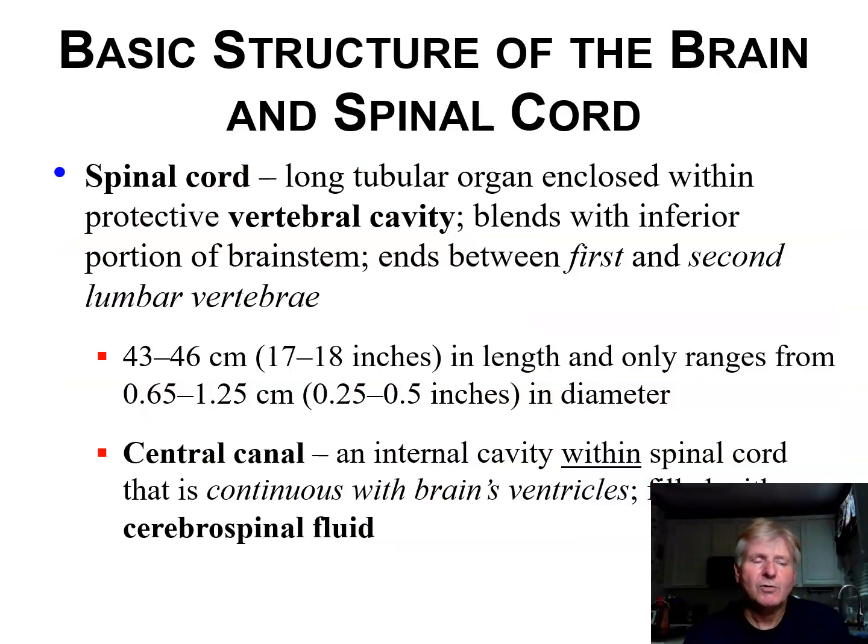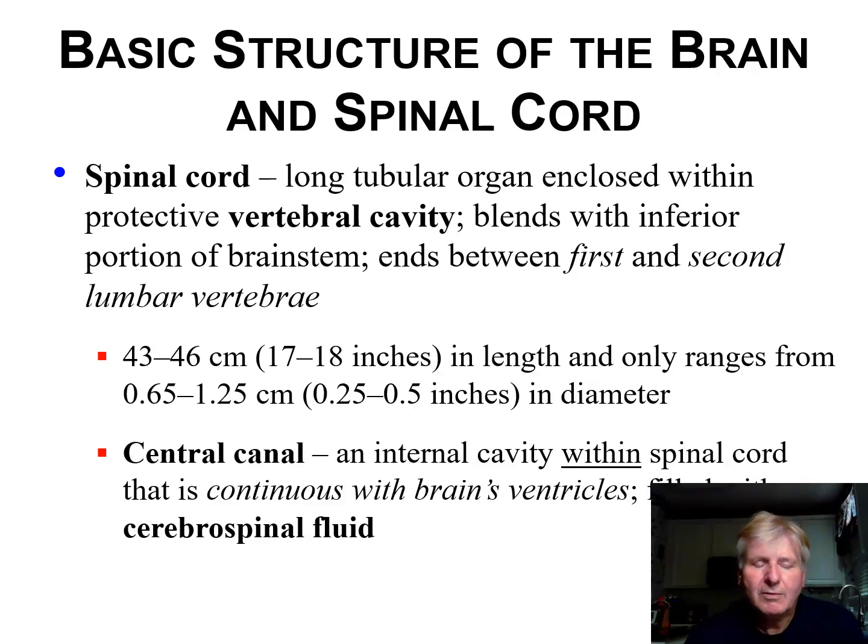Now, the spinal cord is the inferior region of the central nervous system. It is a long tubular organ enclosed within your protective vertebral cavity. It blends with the inferior portion of the brainstem, the medulla oblongata, and then it terminates between L1 and L2, the first and second lumbar vertebra. It's approximately 17 to 18 inches in length and about a quarter to a half inch in diameter.